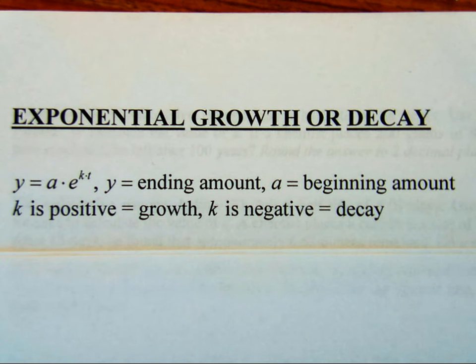And if K is positive, then we know that we have growth. And if K is negative, then we have decay. And then it looks like I don't have it on there, but T would be time. So make sure you write down that that's what T would stand for.